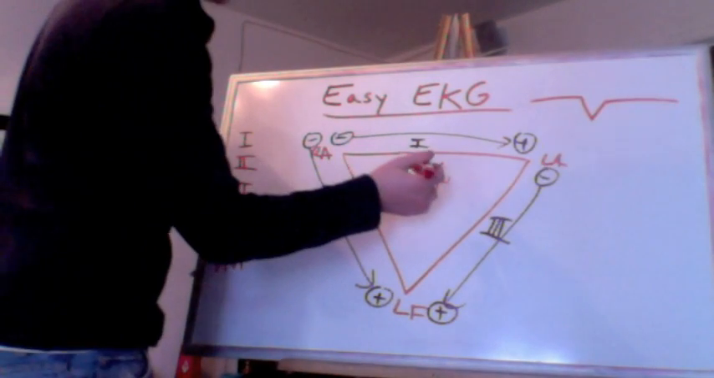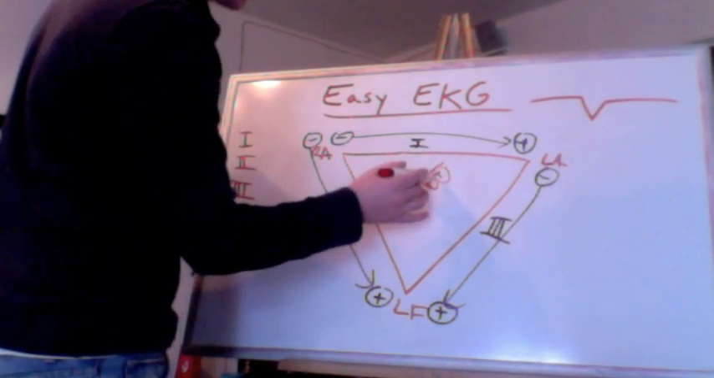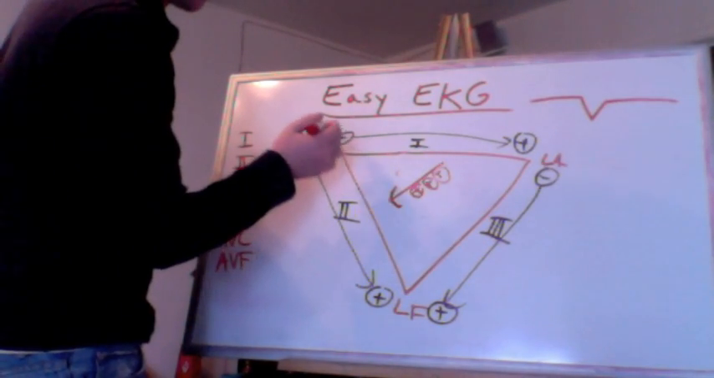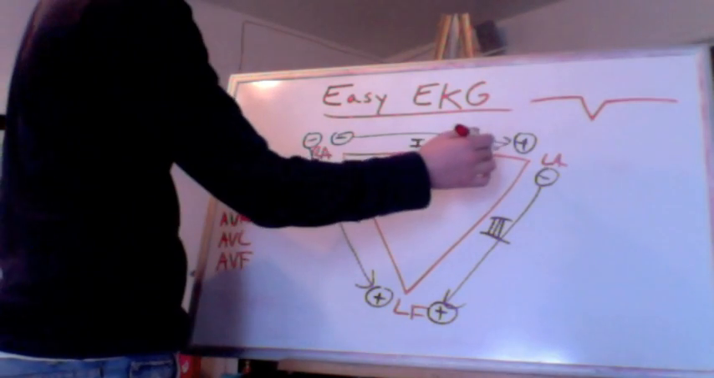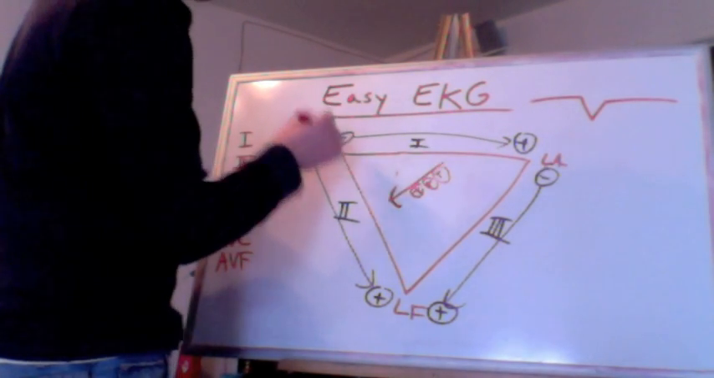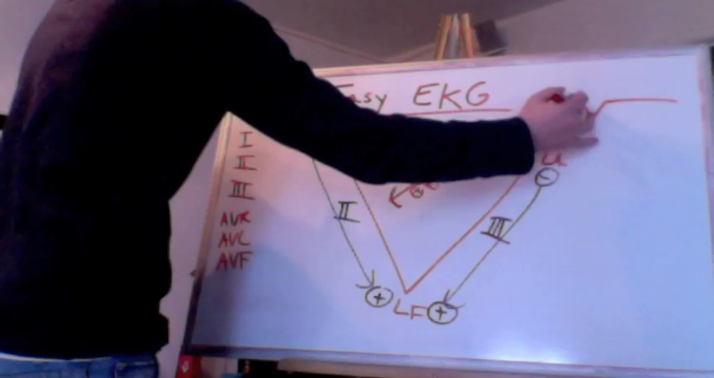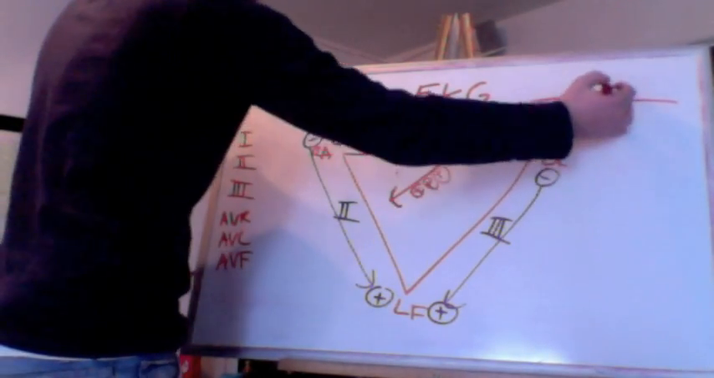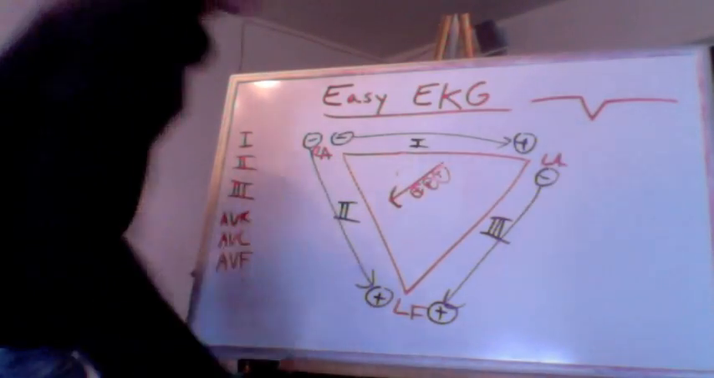Why? Because we have the positive charges going more towards the negative electrode than the positive electrode, right? So the negative guy doesn't like to have positives come over, so he's going to be sad, so you're going to have a downward negative deflection, all right?